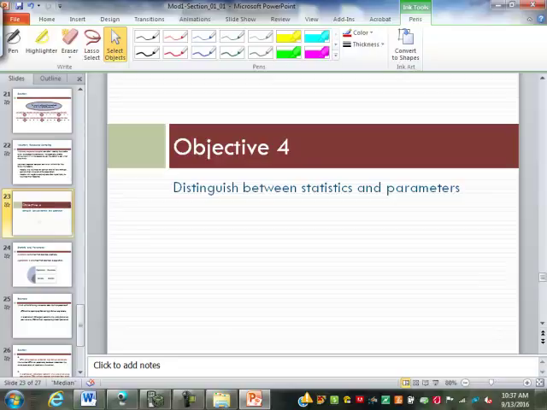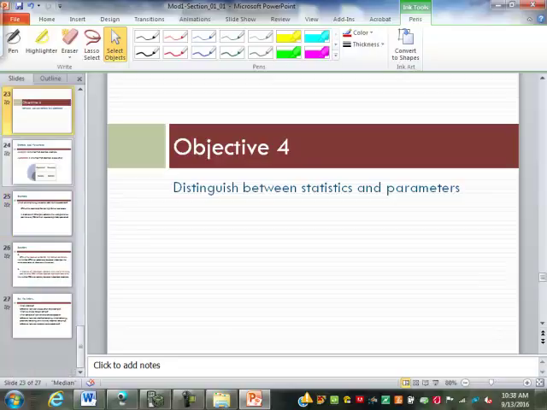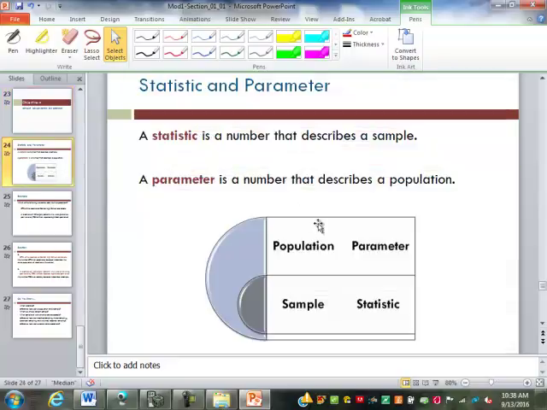Okay, so another vocabulary term: what's the difference between statistics and parameters? Parameters are a statement or a conclusion that describe the population. A statistic is a statement or a conclusion that describes a sample. So let's say I get a sample of 1,000 voters, and I find that 44% of them are going to vote for candidate A. That is a statistic. 44% of the sample will vote for candidate A.